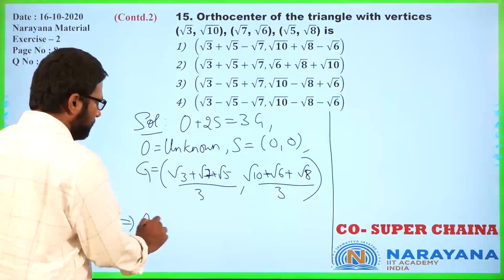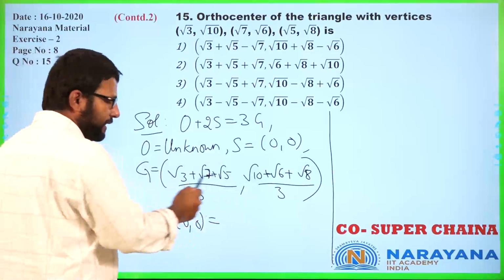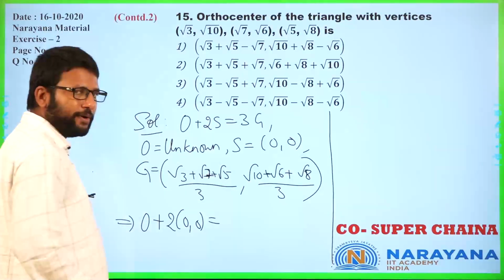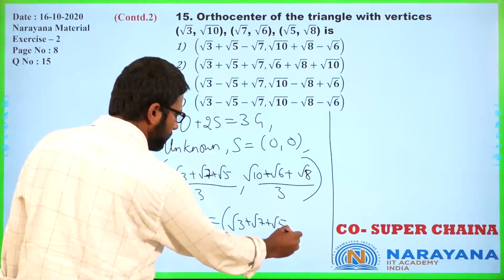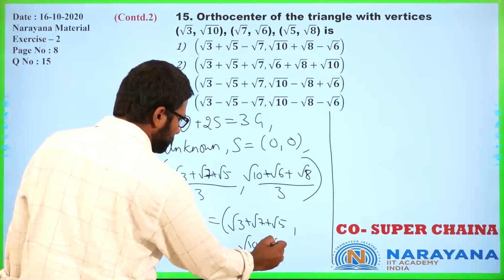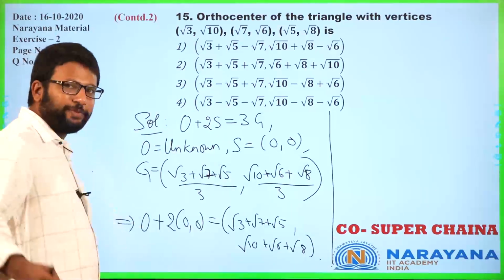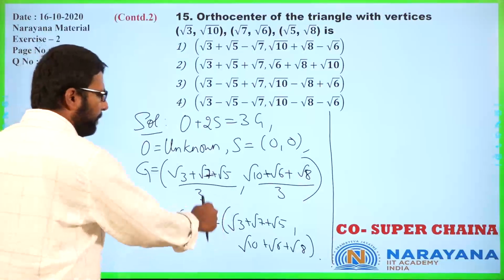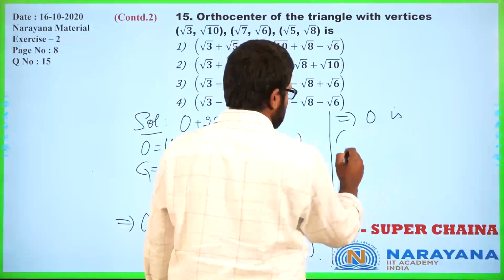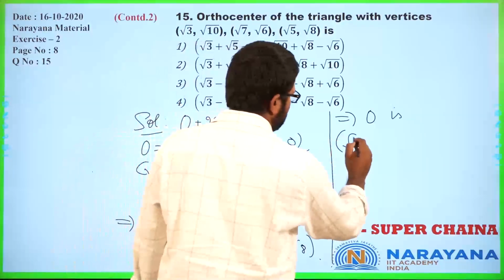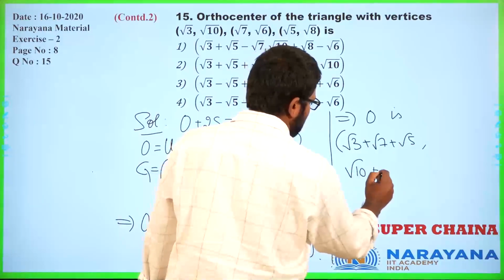Which means O plus 2 times 0, 0 would be 3 times G. If I multiply this with 3, the denominator will go away. So root 3 plus root 7 plus root 5 comma root 10 plus root 6 plus root 8. Correct? And anyway, this is 0, comma 0, which means I can just ignore that. So your O becomes this point, right? Which means O is just root 3 plus root 7 plus root 5, comma, root 10 plus root 6 plus root 8.